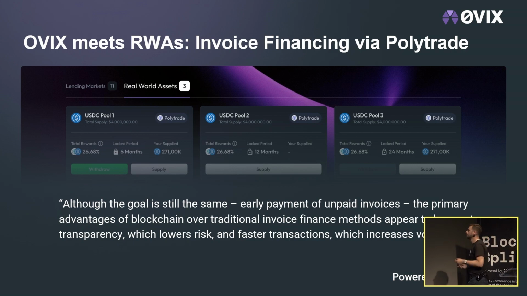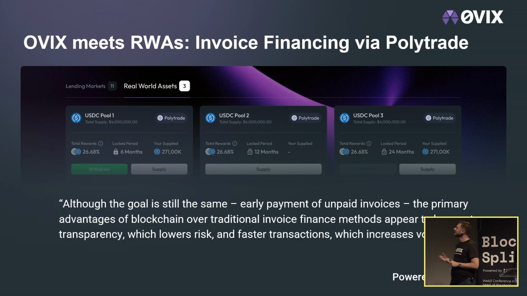It has existed for many decades already, where certain financial institutions offer a type of loan to these suppliers, in the sense that they pay this invoice immediately, and then when the buyer pays in the end, it allows the supplier to return the loan. And since this is a huge industry, probably in billions of dollars, Polytrade, the company we are working with, basically brought this invoice financing to chain.